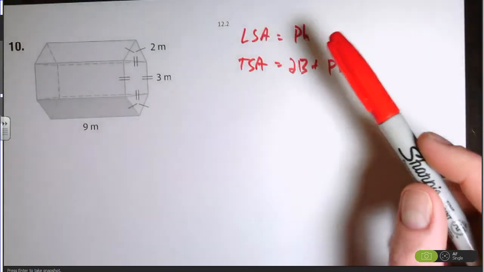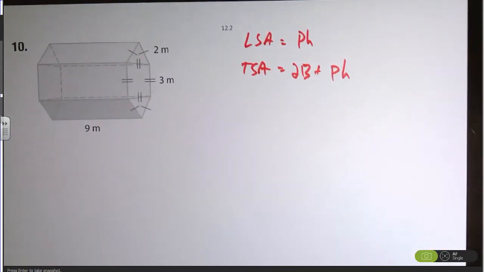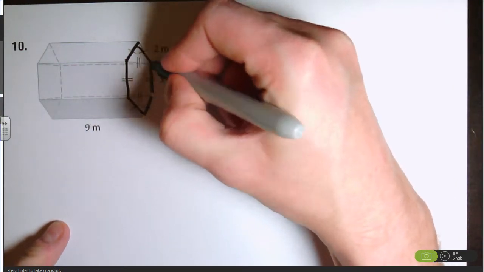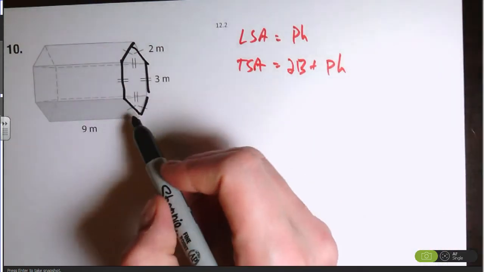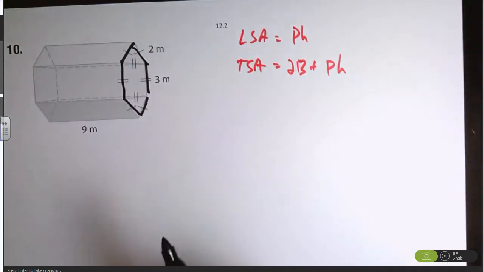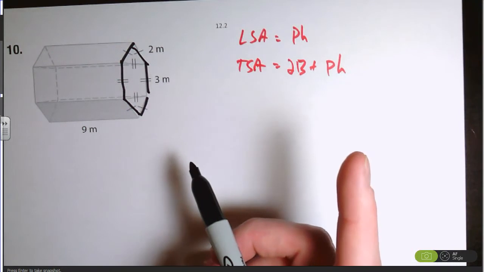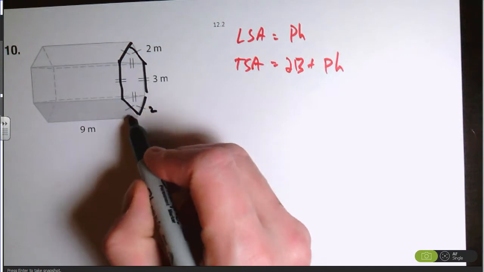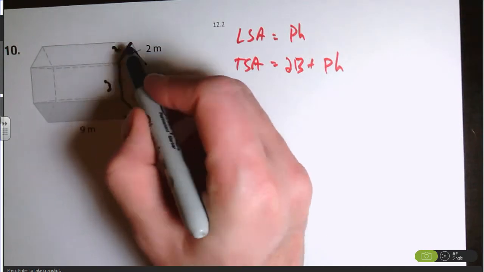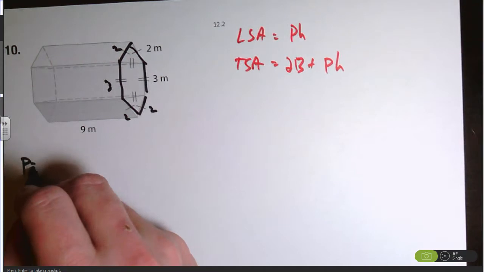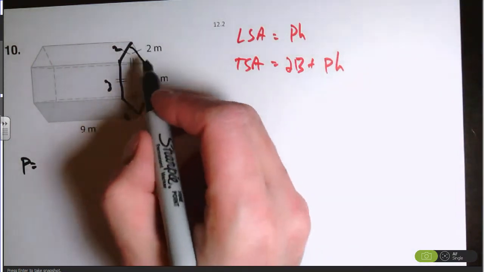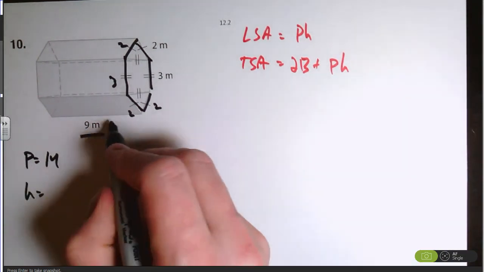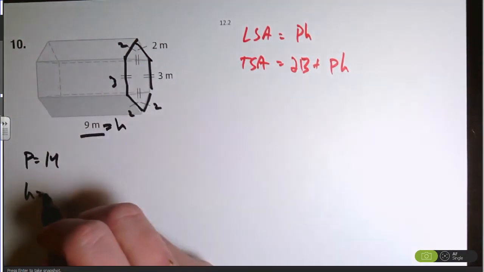Perimeter is super easy in this guy. The first key is realizing that the base is this weird looking hexagon shape. Now it's not a regular hexagon though. If it were regular, they'd have marked that all the sides were congruent. So the perimeter is going to be 2 plus 2 plus 3 plus 2 plus 2 plus 3, which is 14. The height is the distance between the two bases, it's 9.